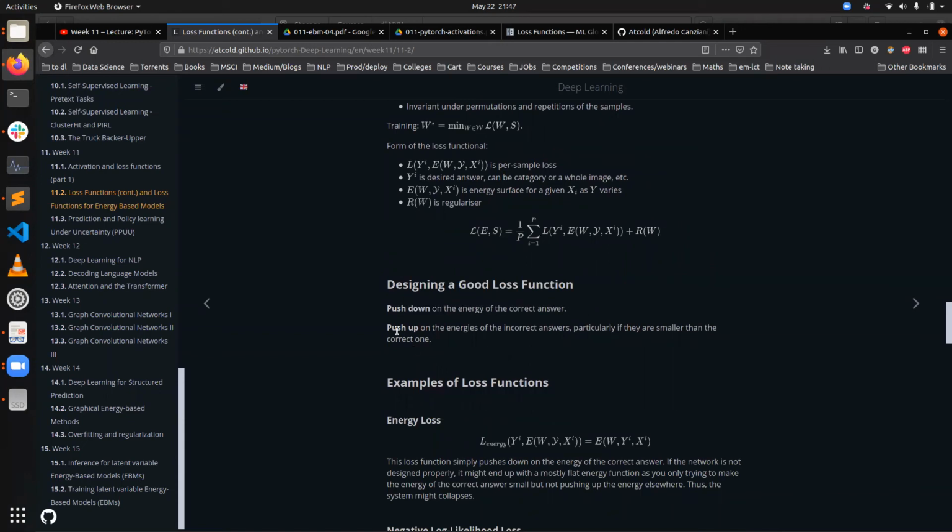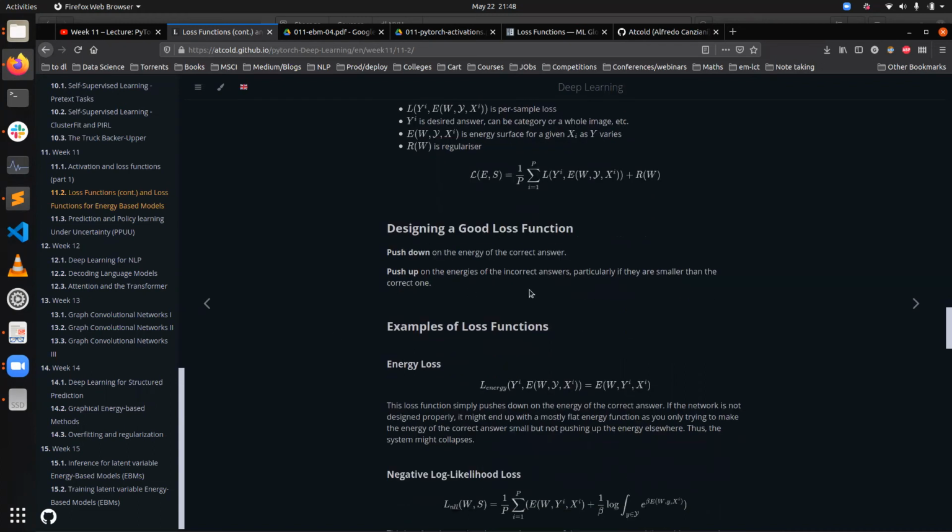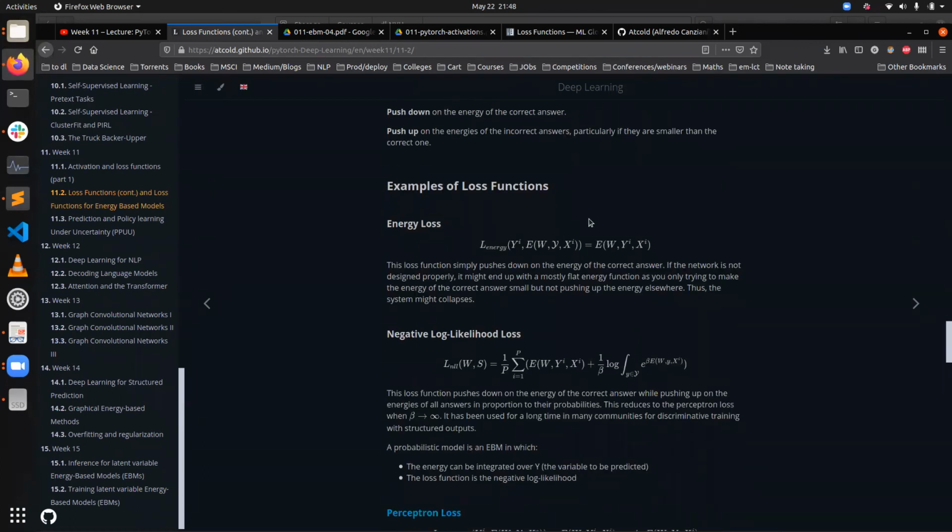So designing a good loss function: push down on the energy of the correct answer, makes sense. Push up on the energies of the incorrect answers, particularly if they are smaller than the correct one. Again, that makes sense. If your energy is smaller than the energy at the actual data point, you want to push the energy up at that place. So yeah, these are examples of loss functions.